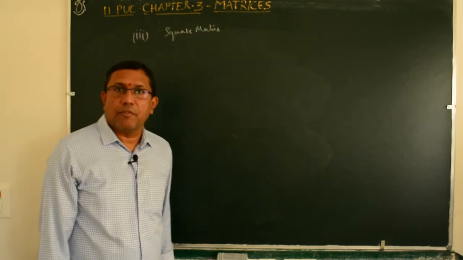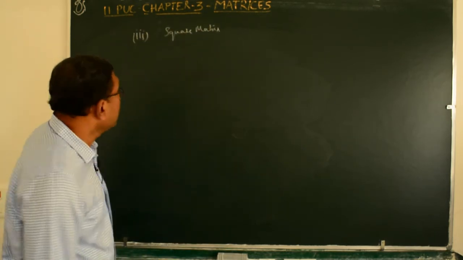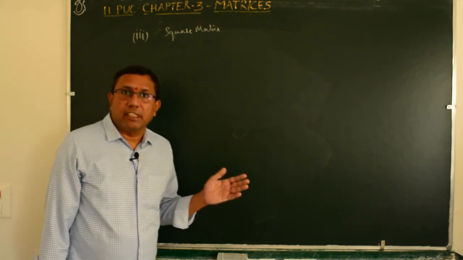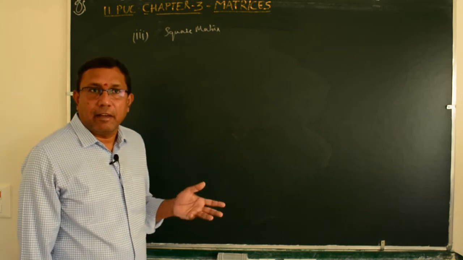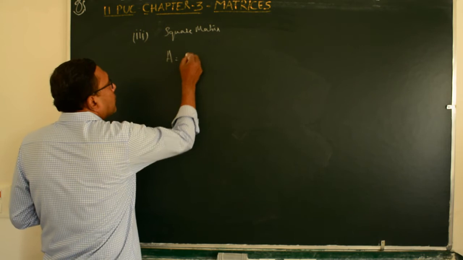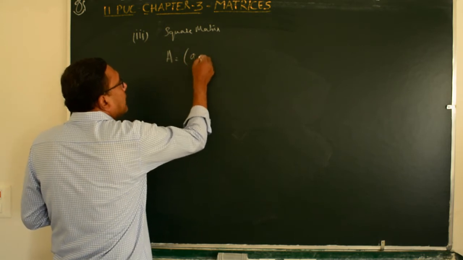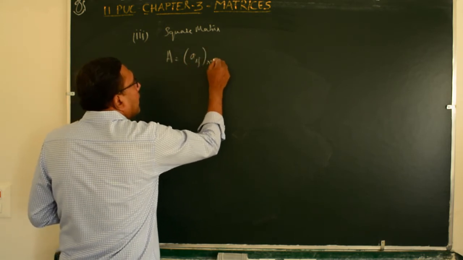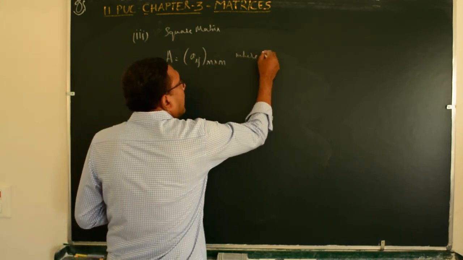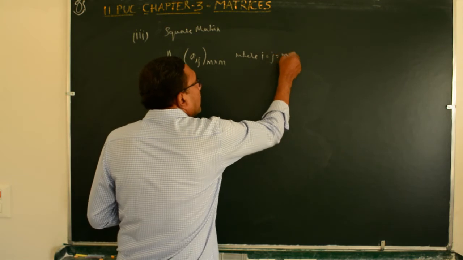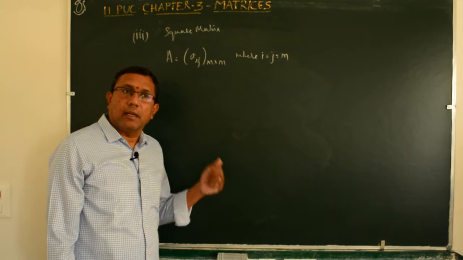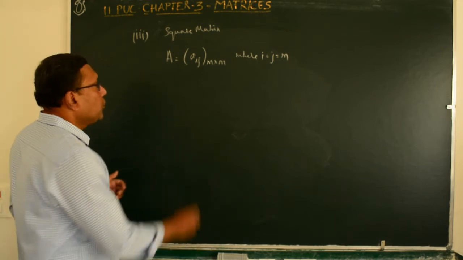The next type of matrix is a square matrix. In a square matrix, the order of the matrix, m and n, should both be equal. Like if you are taking a matrix Aij of m cross m, where i is equal to j is equal to m. The number of rows in the matrix and the number of columns in the matrix should be equal.